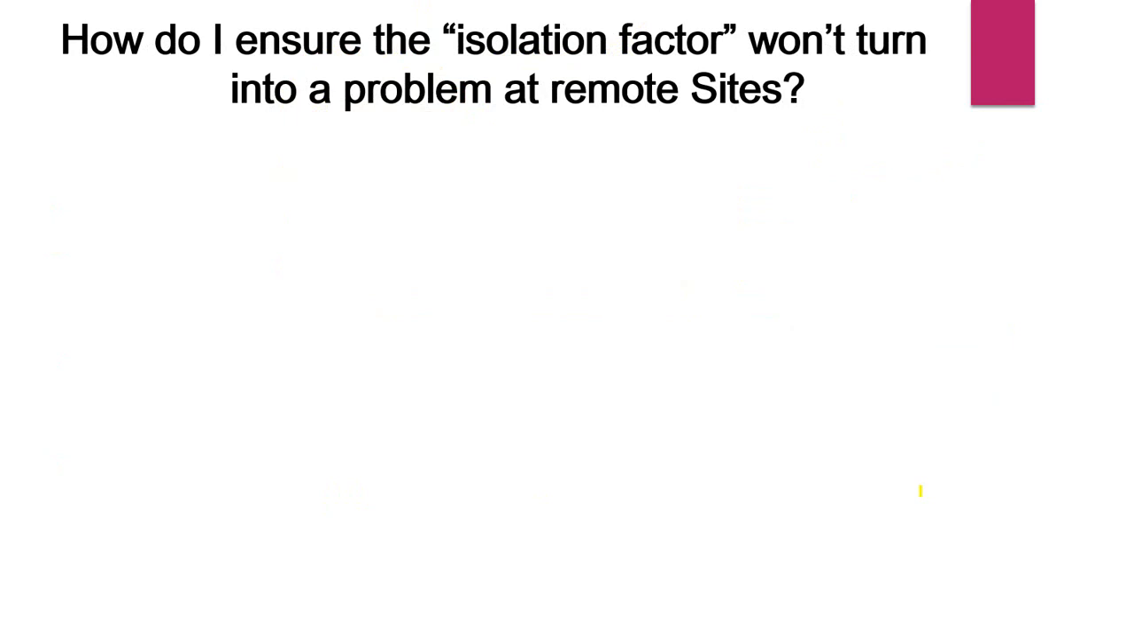Now, next situation, I'm handling 5 sites for example. So how do I ensure the isolation factor will not turn into a problem at a remote site? So what are the isolation factors now, so that the problem will not reoccur kind of situation? Okay, it should not happen once again and again.